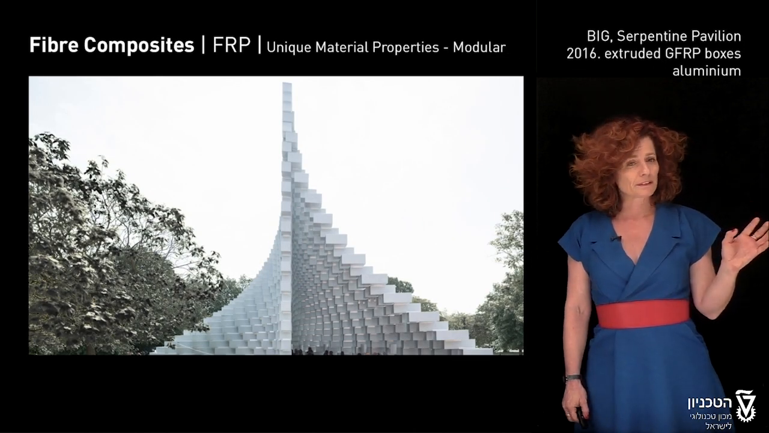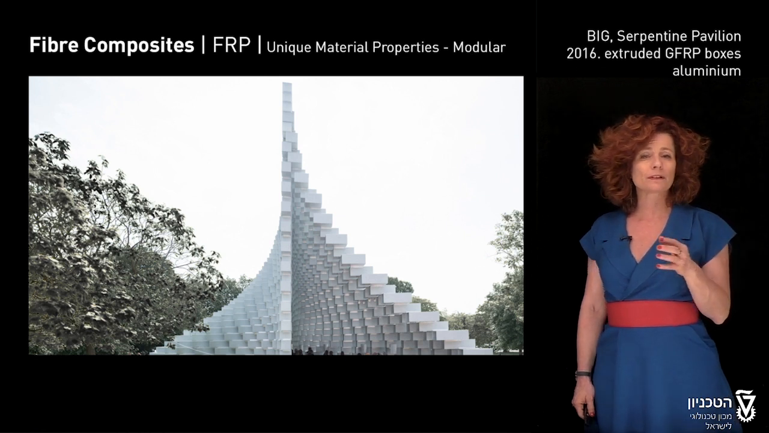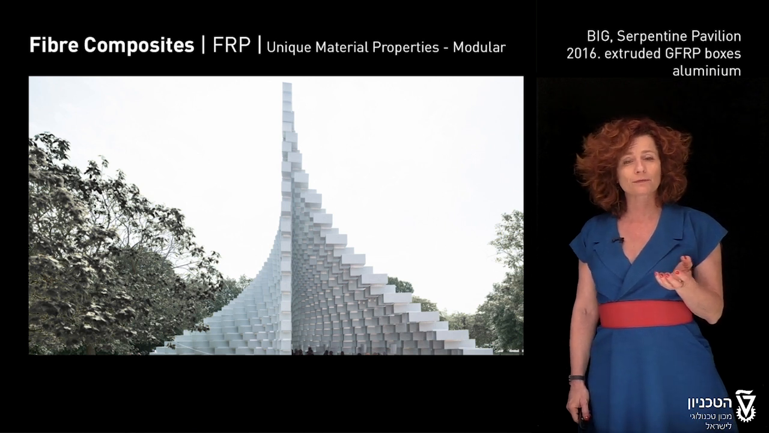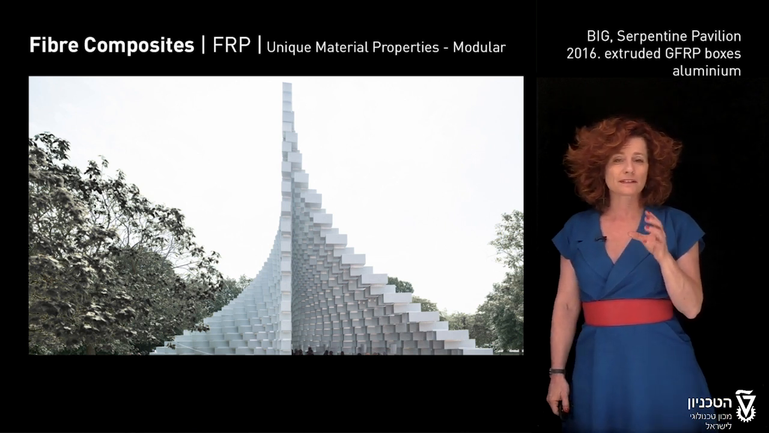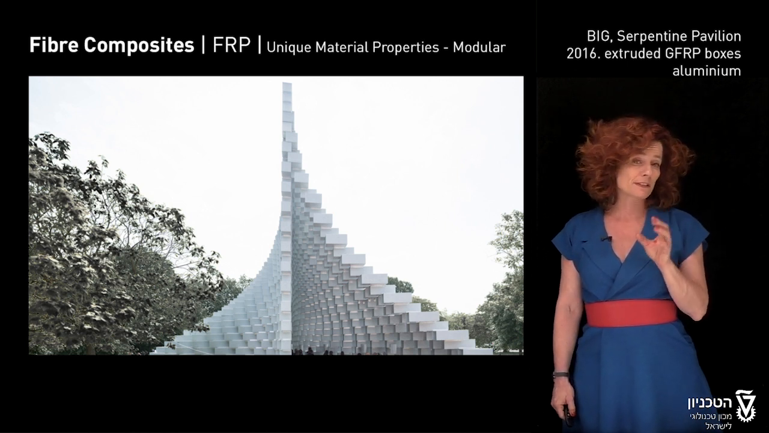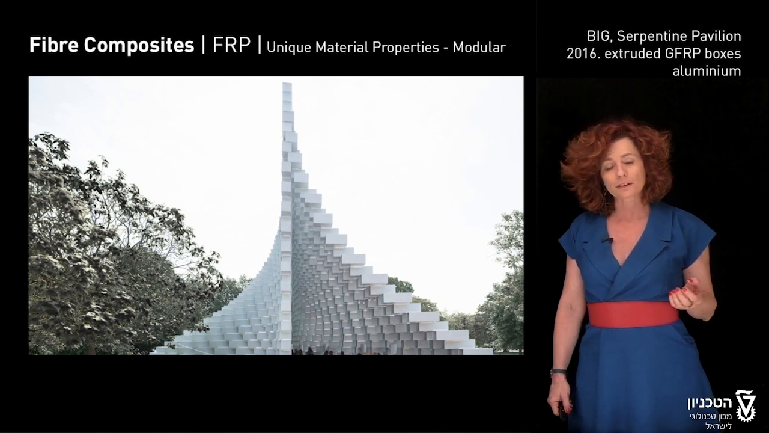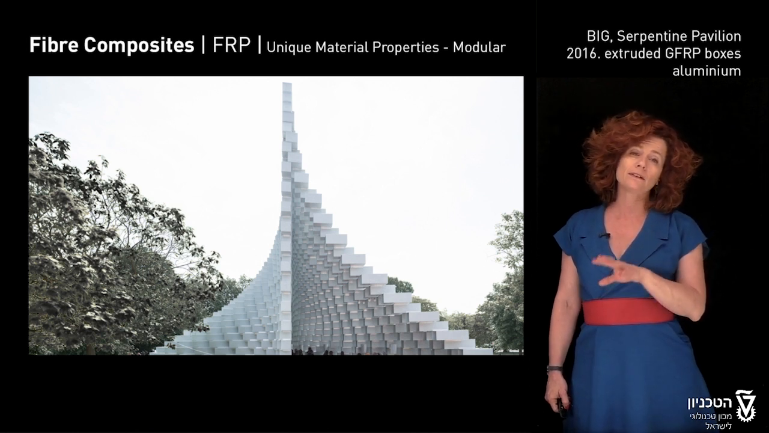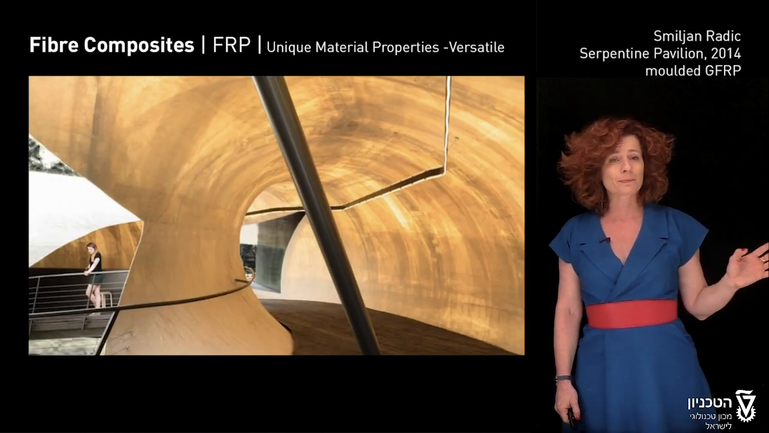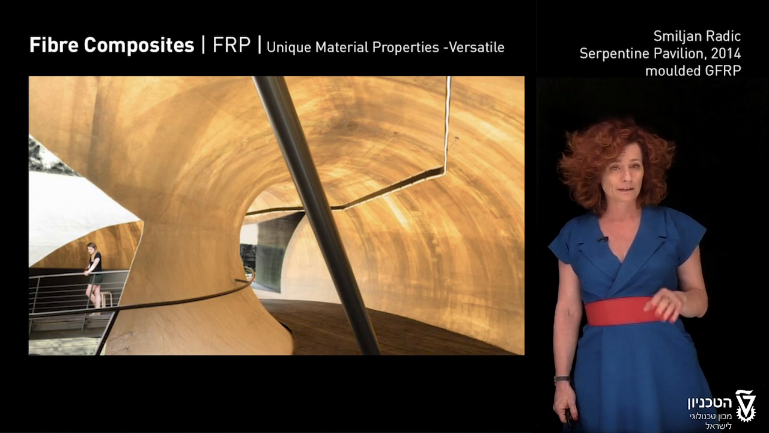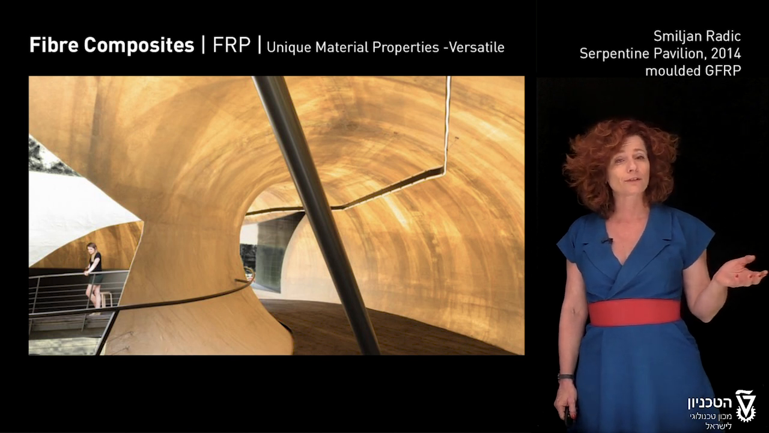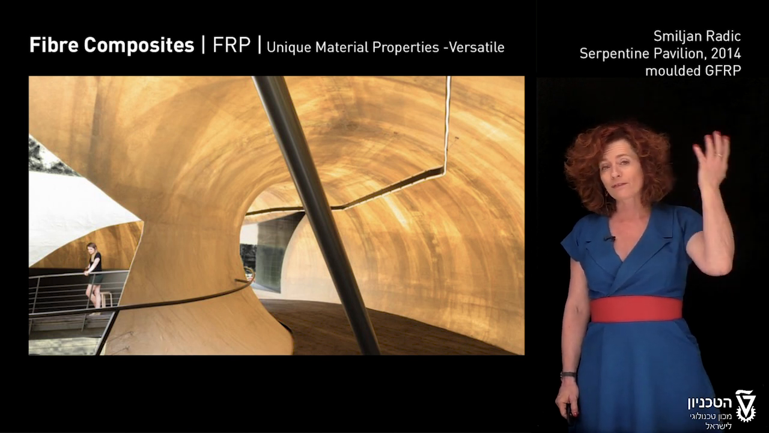We move to a completely different application. Here it is with the pultrusion or extruded elements in the big Serpentine Pavilion of 2016. So you have these modular elements that are stacked one on top of the other, very light and very stiff, so enabling this mega structure very easily. And on the other hand, as opposed to these rectangular void boxes, we have the complete opposite here by Smiljan Radic, again in the Serpentine Pavilion here in 2014. So this is a very fertile ground for experimentation and demonstration of avant-garde.